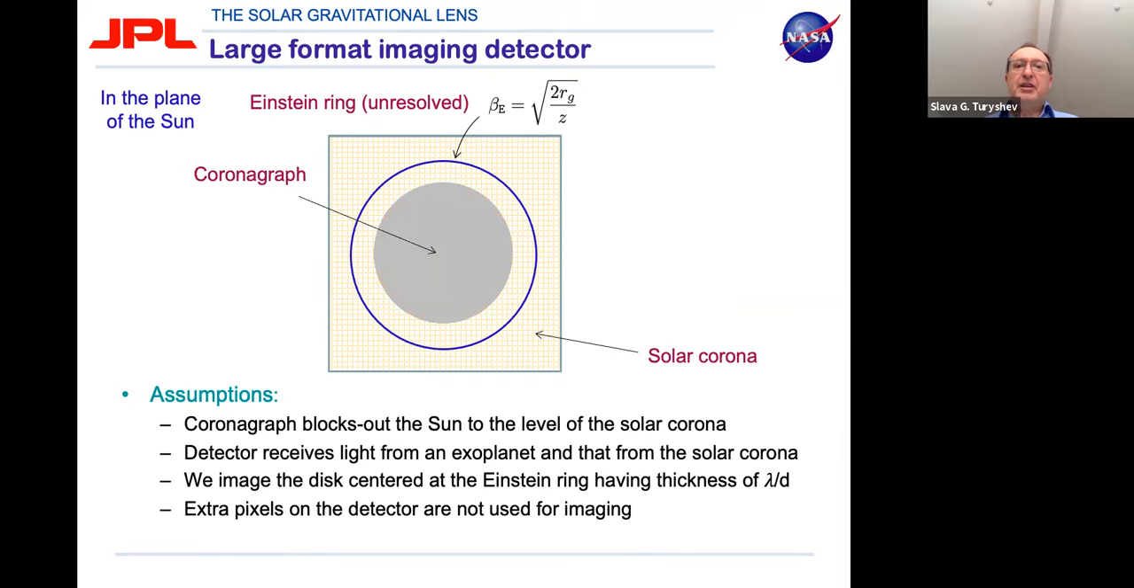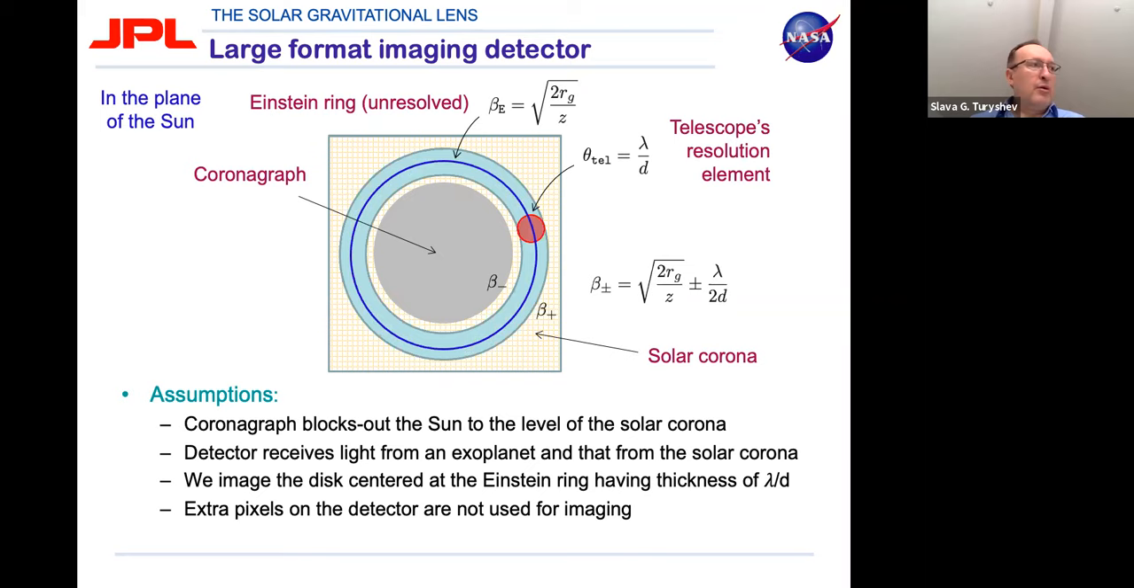This is what we do. Our coronagraph is annular. It's not only a disk, it's an annular shape. In that annular shape, we need to block the area corresponding to the solar disk. Now let's look at this. If I use a 1 meter telescope, it has some angular resolution, and the telescope sees everything that is in the blue circle here. The blue line is the Einstein ring, and the shaded area is the resolution element of the telescope.